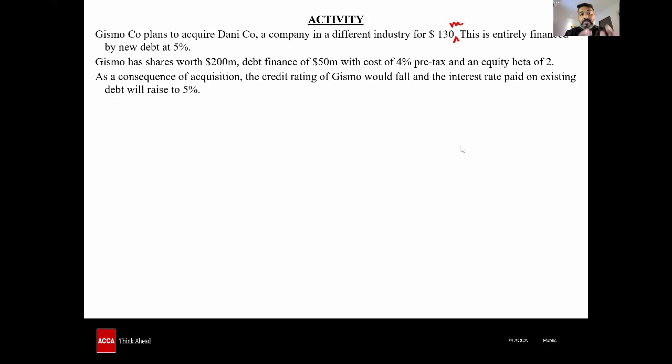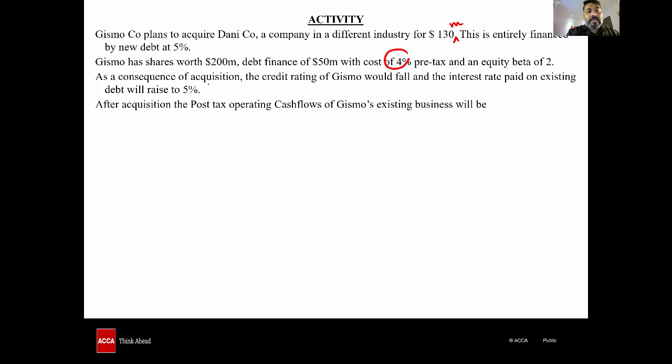As a consequence of the acquisition, post-acquisition, what is going to happen? The credit rating of Gizmo, the bidding company, is going to fall, and the interest rate paid on existing debt will rise from 4% to 5%. So it's not going to be 4% any more, it's going to be 5%. After acquisition, the post-operating cash flows of Gizmo's existing business for 3 years are given: first year 10 million, second year 20 million, third year 30 million.